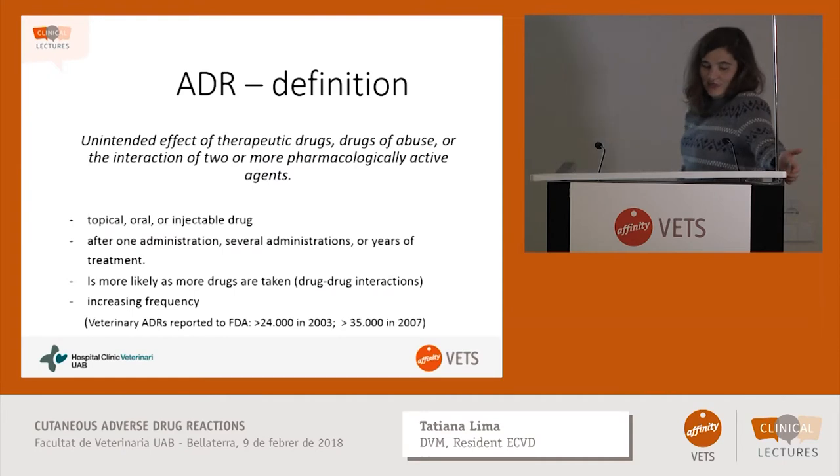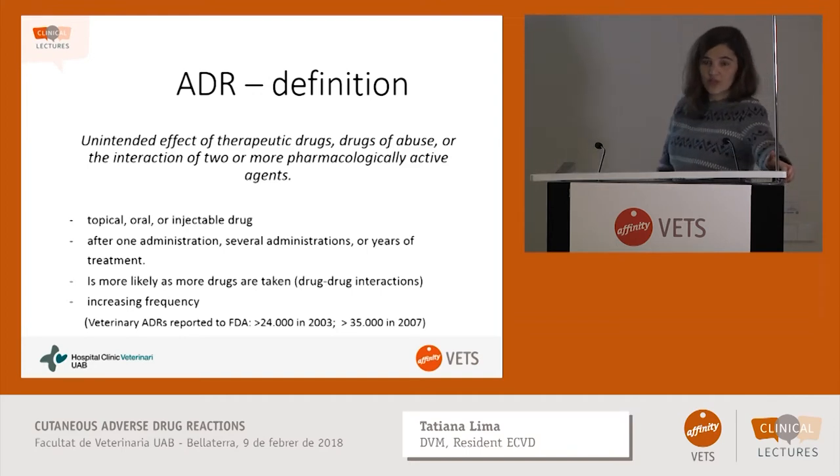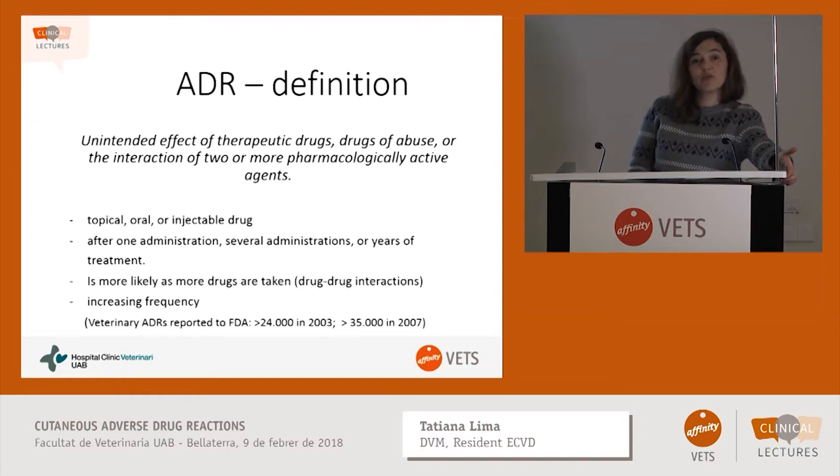So what is an adverse drug reaction? It's an unintended effect of a drug, either therapeutic or drug of abuse or interaction of drugs. The drugs can be used topically, orally, injectable. It can happen after one administration or several administrations, or even after years of treatment with the same drug. It is more likely the more drugs you give to a patient, and it's increasing its frequency because, of course, we see more and more patients, we use more and more drugs more often, and unfortunately or fortunately, we tend to do more and more drug associations in a given patient at a given moment.